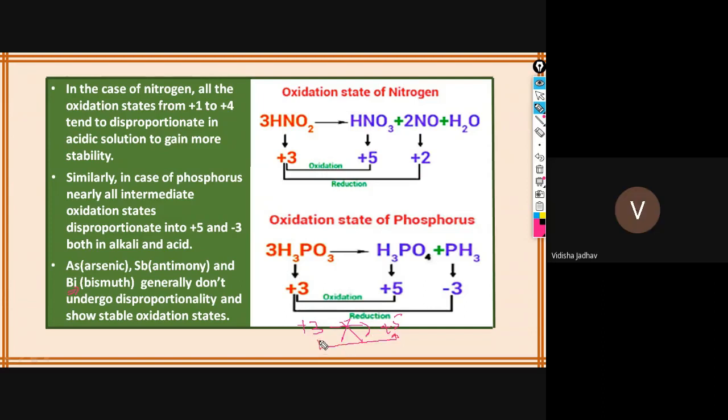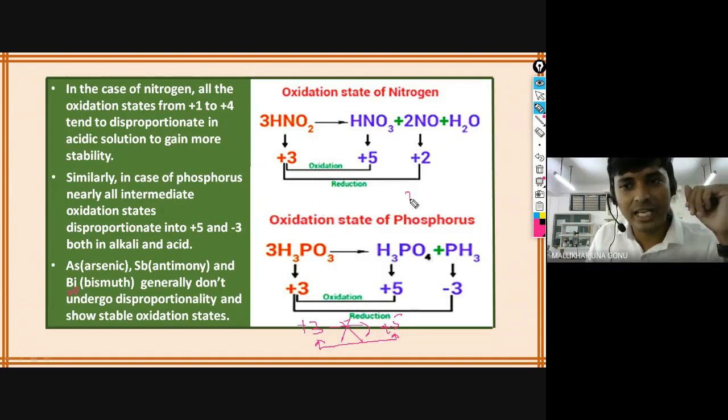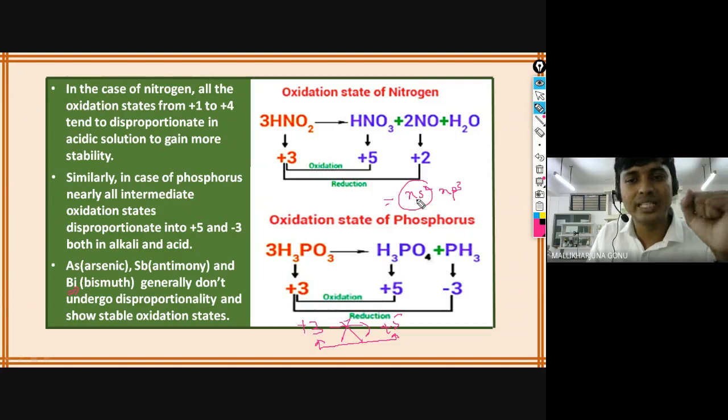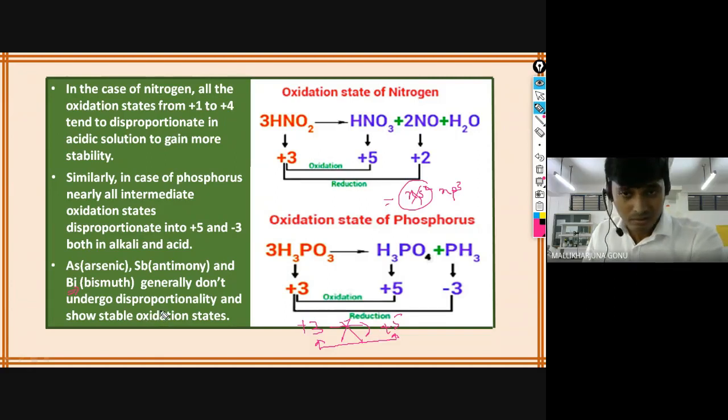Because atomic radius is bigger. Of bismuth, bigger. So what happens? Atomic size is bigger. So what happens? Why not +5? Due to the inert pair effect. Due to the inert pair effect, whatever the ns2 electrons are there, those cannot be given due to the atomic size being bigger. That is the reason. They are tightly held to the nucleus, so this cannot give. That's how these type of heavier elements will not easily disproportionate.